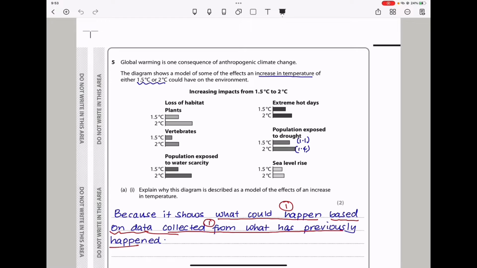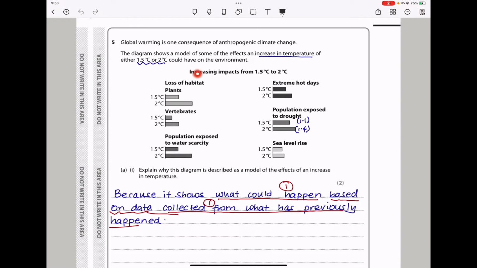Question 5. Global warming is one consequence of anthropogenic climate change. The diagram shows a model of some of the effects an increase in temperature of either 1.5 or 2 degrees Celsius could have on the environment. So here we have increasing impact from 1.5 to 2 degrees Celsius. It could lead to loss of habitats. This could be in plants as well as vertebrates. Population exposed to water scarcity. We can see extreme hot days, population exposed to drought, and sea level rise.